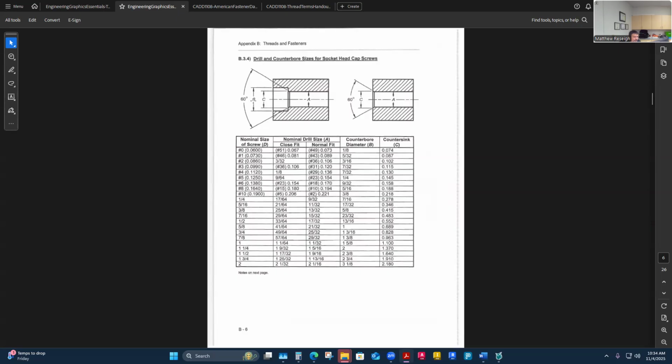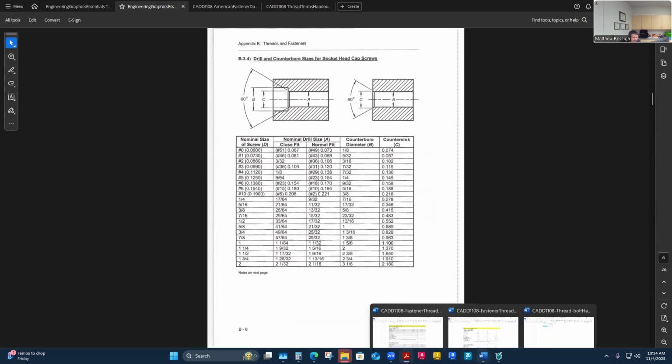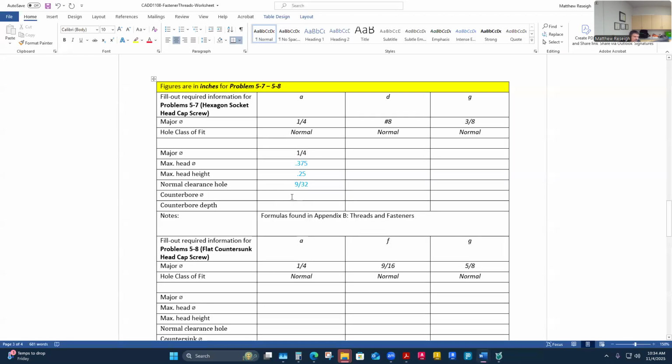That's the counterbore diameter, which is what they call out right here, 7/16 counterbore diameter. So I can add that one to my worksheet. For the counterbore diameter is 7/16, I think. Yeah, 7/16. Sorry, 7/16.